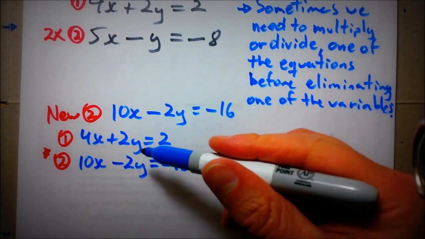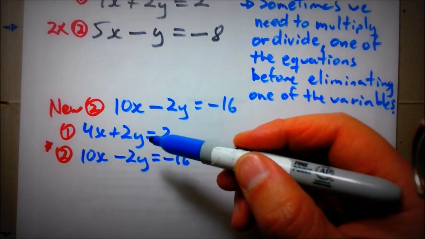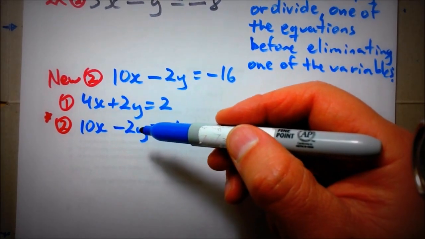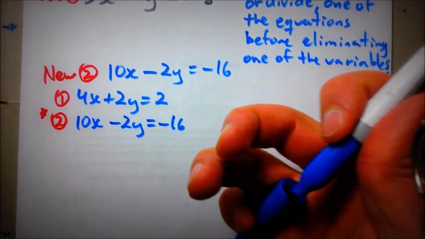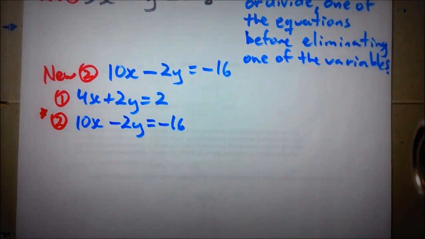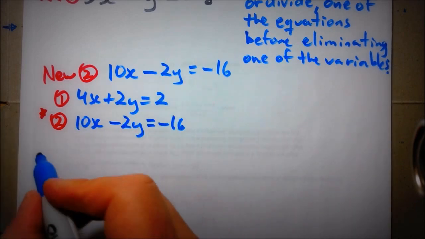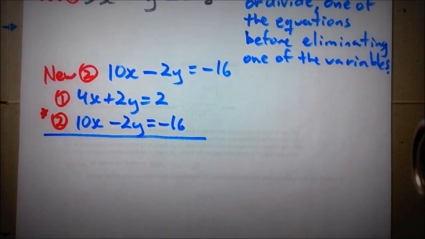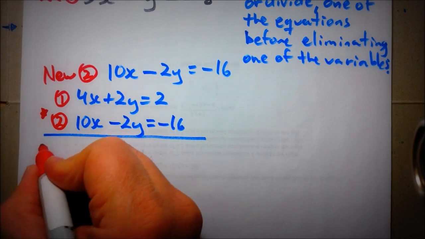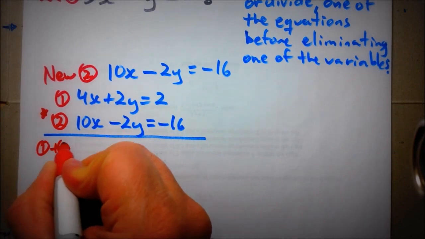So at this point we can get rid of y. Now you may pause the video, try it yourself, and then compare it with my answer. But I'm going to go ahead right now. We are going to add these two equations in order to eliminate y. So we add equation 1 plus equation 2.